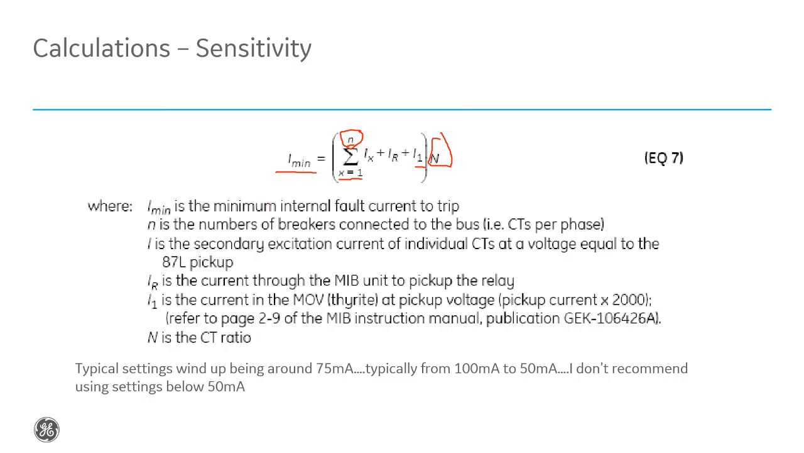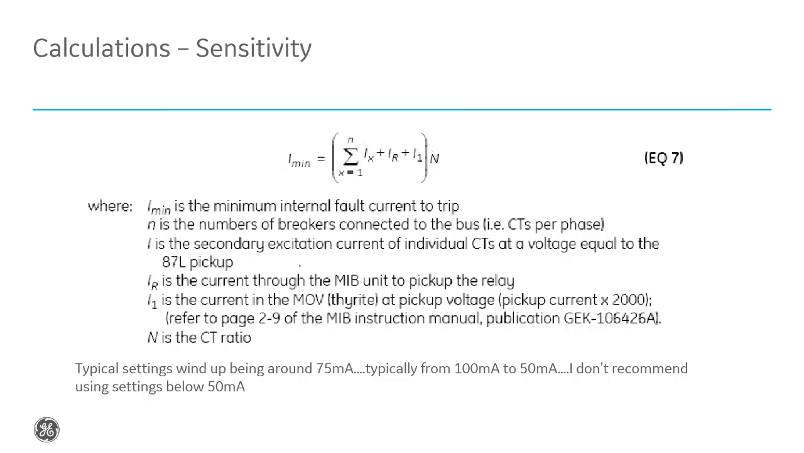That would be times the 2,000 ohm resistor. That would be a voltage of 366 volts. So what we need to do at this point is look at the excitation curve for this particular CT, and that will tell us what the secondary excitation current is at that voltage.